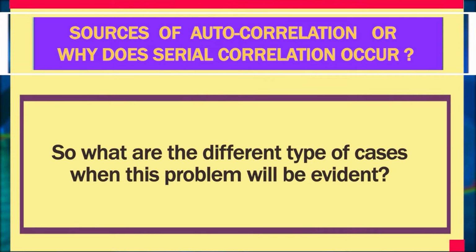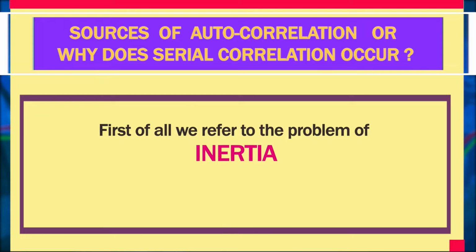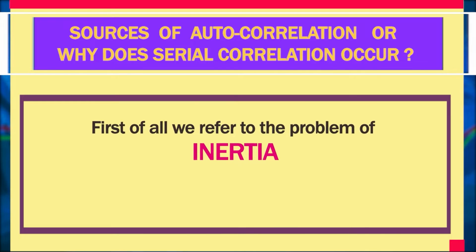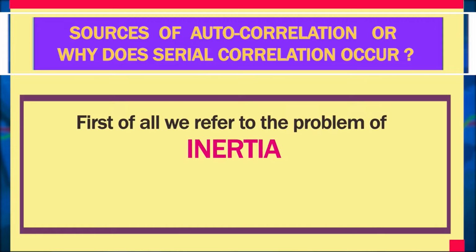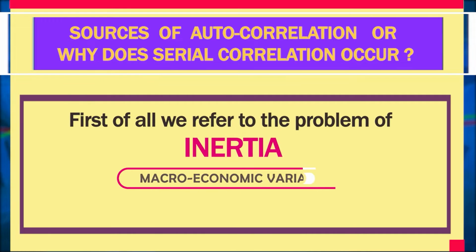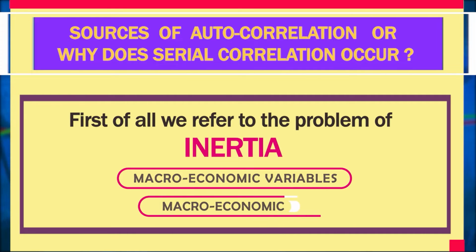Now we highlight the sources of autocorrelation, or why serial correlation occurs. So what are the different types of cases when this problem will be evident? First of all, we refer to the problem of inertia. When we talk about inertia, it basically refers to the role of expectations about the future. And this inertia refers mainly to the macroeconomic variables or the macroeconomic data.